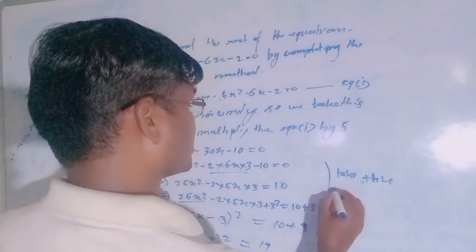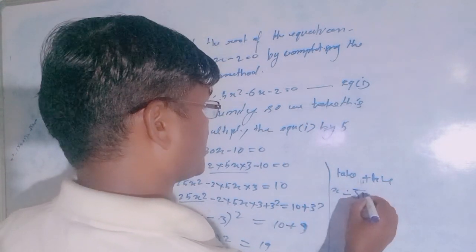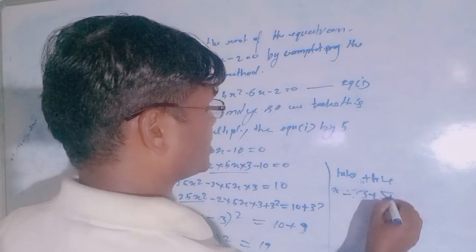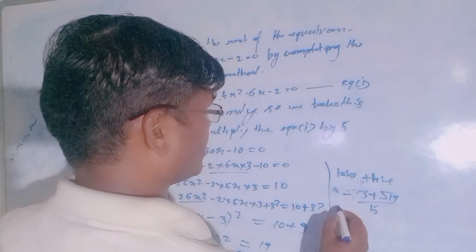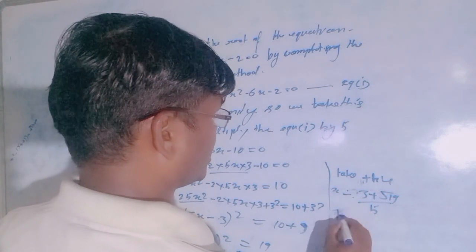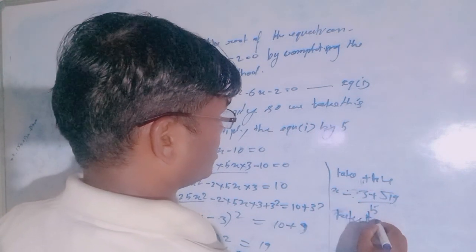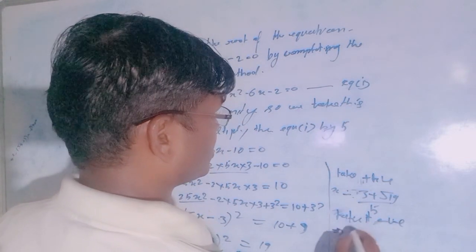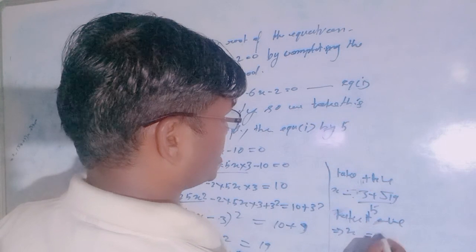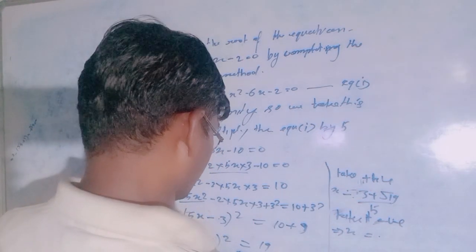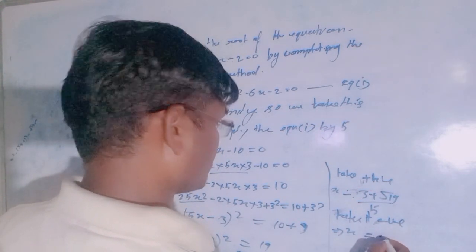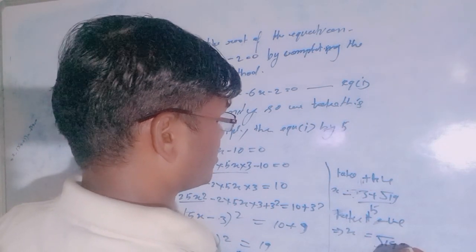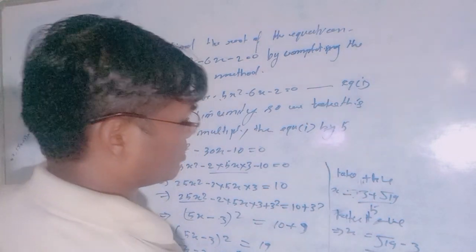So here x is equal to under root 19, we can write here 3 plus root 19 by 5, and if we take it negative, then we will write x is equal to, if we take negative 3, minus 3 minus root 19 by 5.